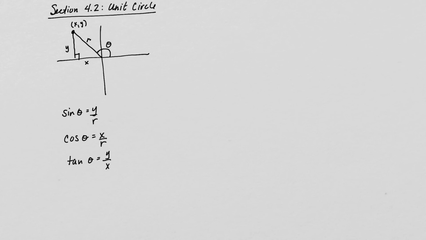Y over X, and then we flipped them over, right? So the cosecant of theta is R over Y, the secant of theta is R over X, and the cotangent of theta is X over Y. So that's what we were talking about last time. This time we're going to build on that, and we're going to talk about finding the values of trig functions on what's called a unit circle.